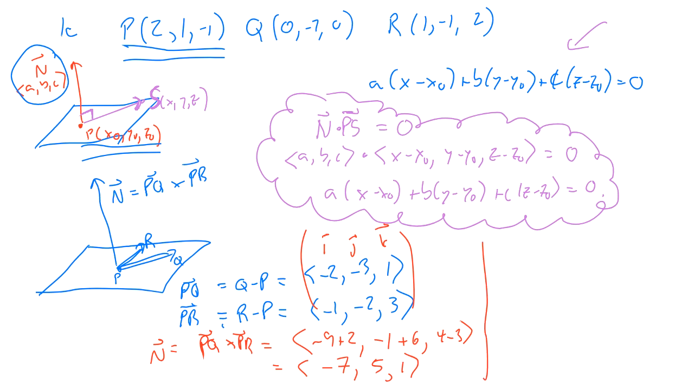And at this point, I can use this normal vector as my a, b, c. And I could use any of these points. So I could use P, but I think I'll take advantage and use Q since it's got some zeros in it to make my calculations easier.